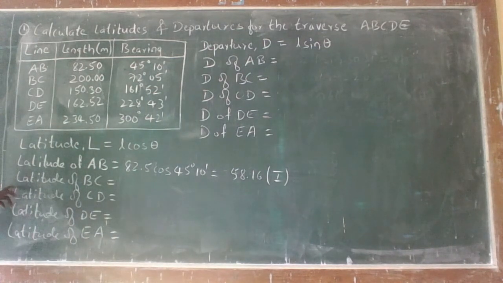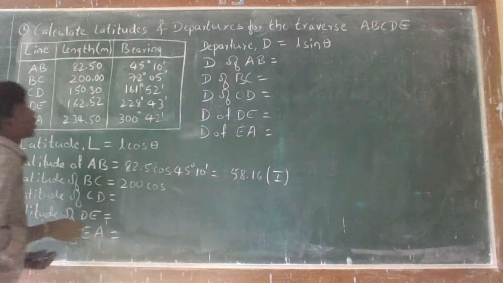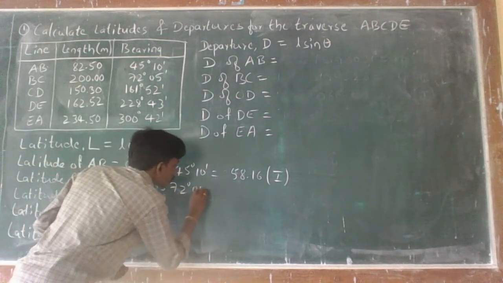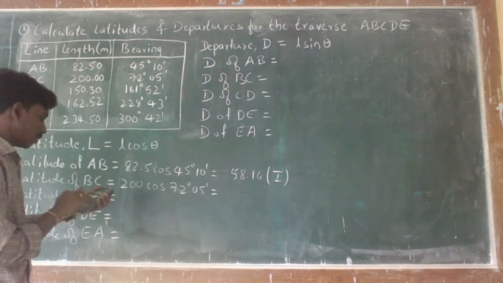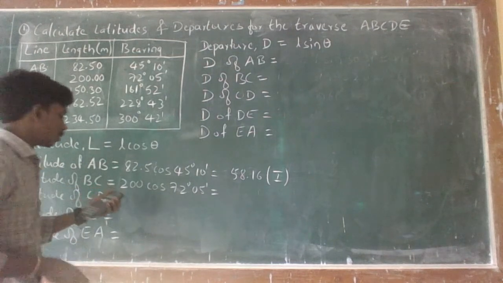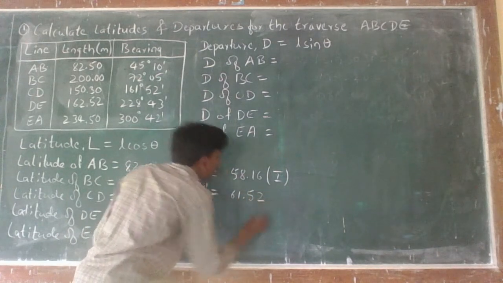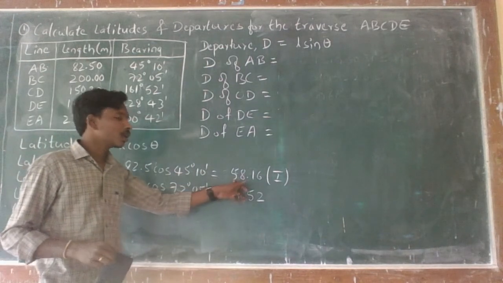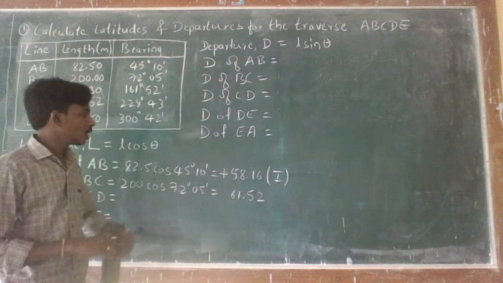Now let's move to the latitude of BC. Now the length of BC is 200 cos, bearing is 72 degrees 5 minutes. Now calculate 200 cos 72 degrees 5 minutes. Now the value is 61.5. So here for the latitude of AB, this lies in first quadrant, so the latitude will be positive. So write the plus sign.